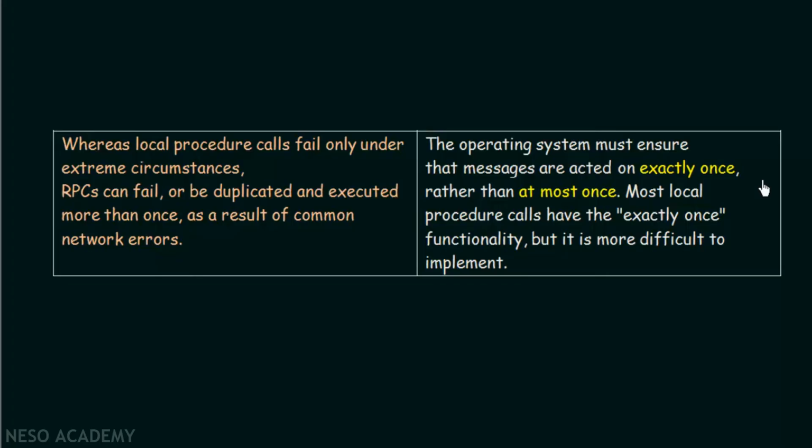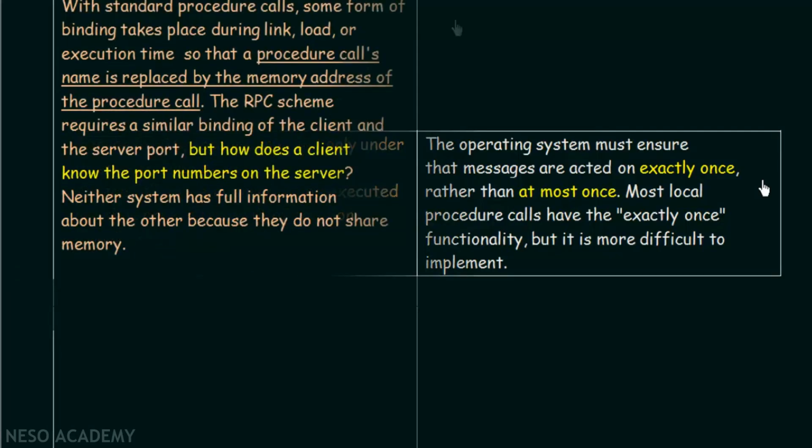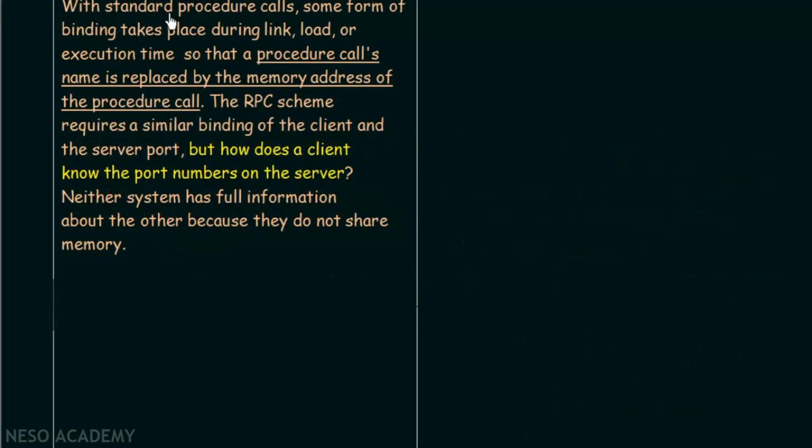Now let us see what is the next issue that we face. With standard procedure calls, some form of binding takes place during link, load, or execution time, so that the procedure call's name is replaced by the memory address of the procedure. The RPC scheme requires a similar binding of the client and the server port, but how does a client know the port numbers on the server? Neither system has full information about the other because they do not share memory.